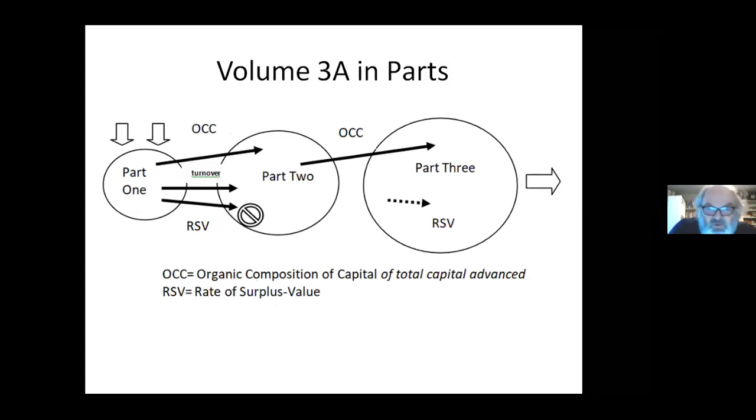Now, what I want to do now is move from volume 3, part 1 into part 2. And quite a lot of this you're very familiar with already. What I'm just indicating here is some major inputs from volume 1 and volume 2. But our main area of concern here is how part 1 turns into part 2. So Marx carries over the variable of organic composition of capital into his analysis in part 2. He carries over the turnover of capital into part 2.